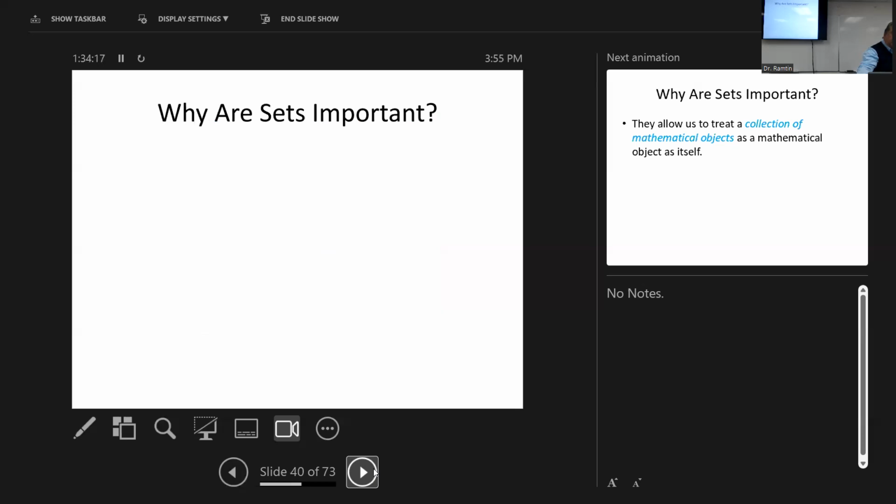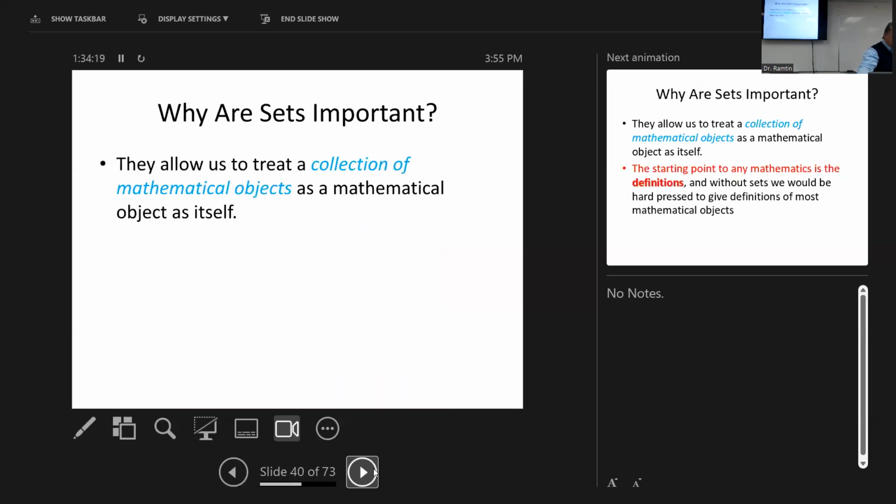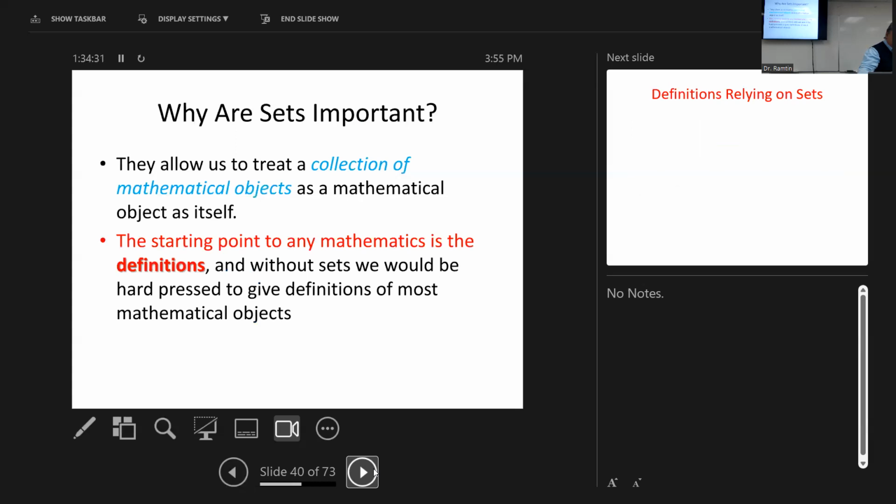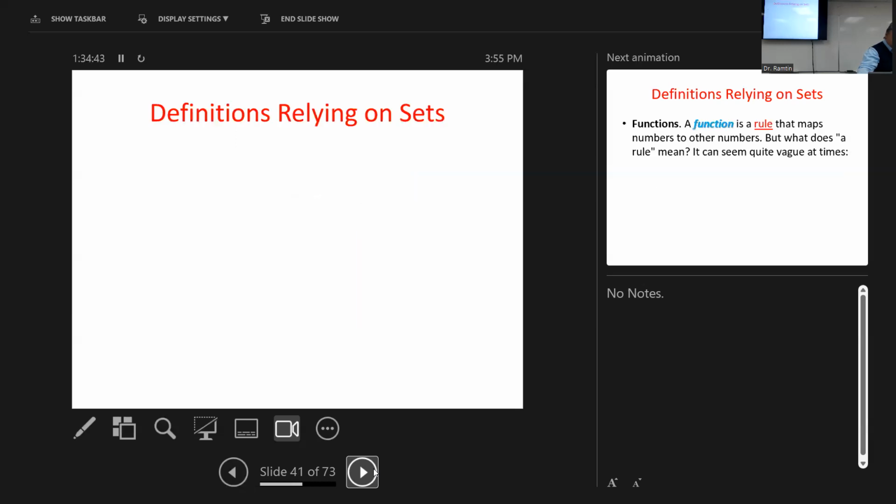Why are sets important? They allow us to treat collections of mathematical objects as mathematical objects. You will see everything we do in algebra, in mathematics, has to do with sets. The starting point to any mathematics is the definition, and without sets, we would be hard pressed to give definitions of most mathematical objects.